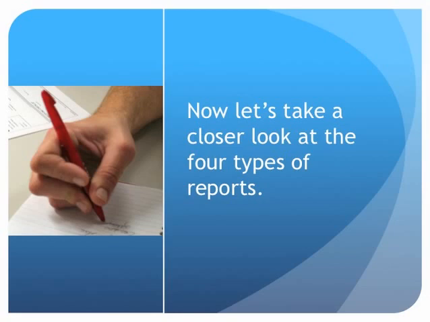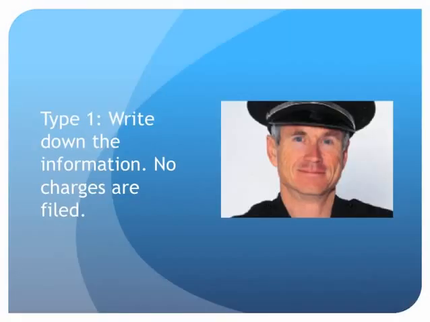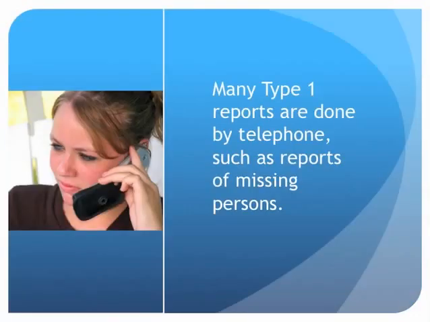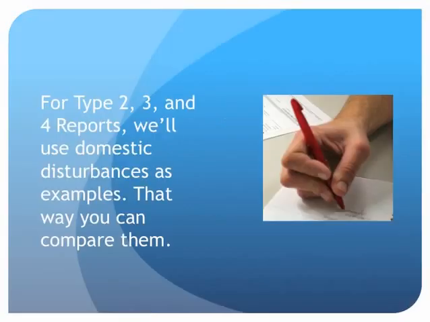Type 1. Write down the information. No charges are filed. Many Type 1 reports are done by telephone, such as reports of missing persons. For Type 2, 3, and 4 reports, we'll use domestic disturbances as examples. That way you can compare them.